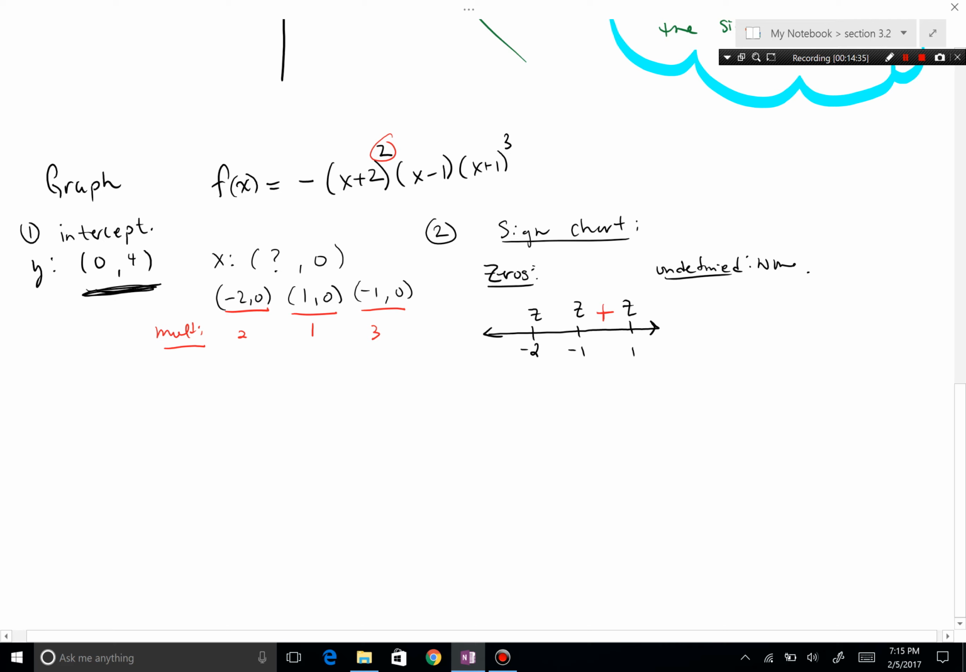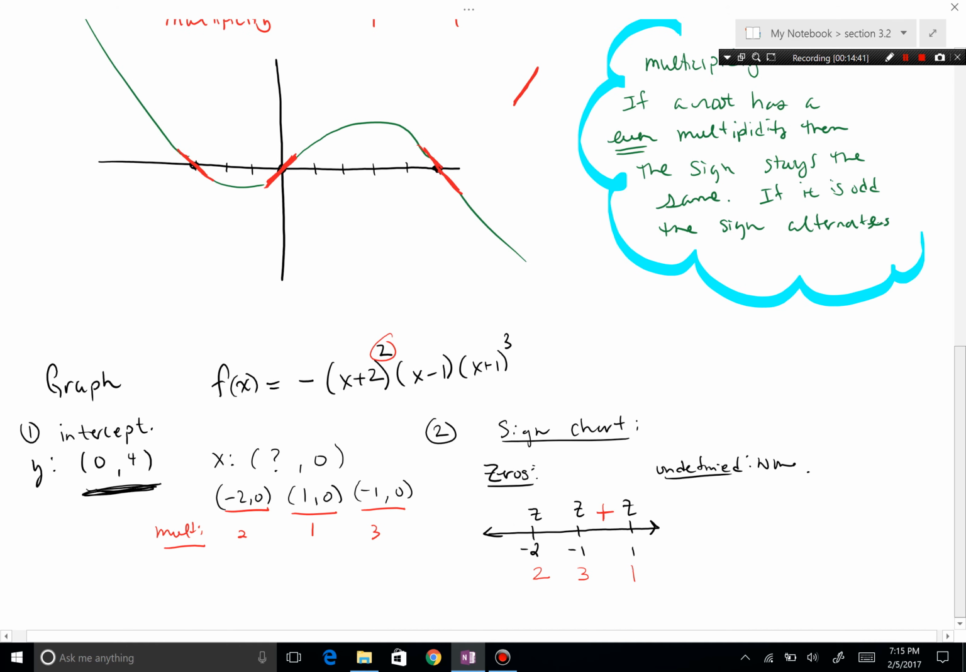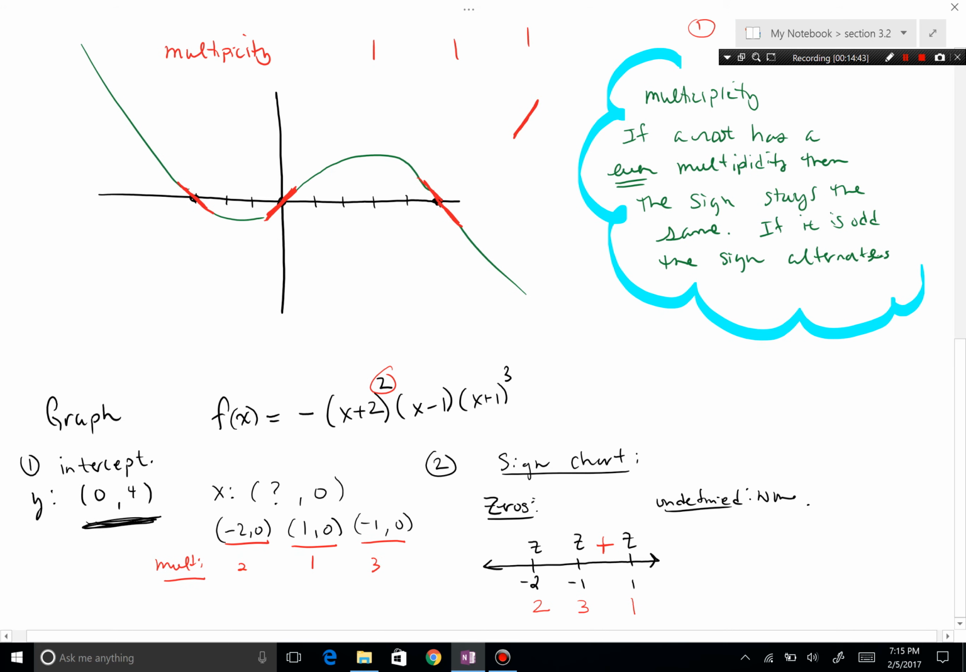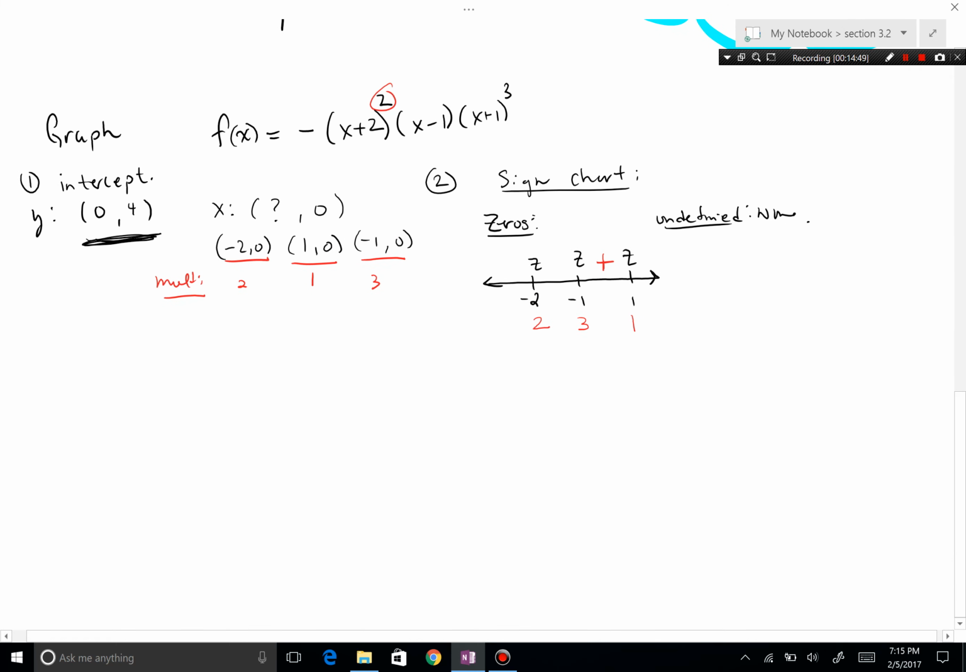Why? The multiplicity here is 2, multiplicity here is 3, and multiplicity here is 1. And what do we know from before? If a root has an even multiplicity, the signs stay the same. And if it's an odd root, it is going to alternate. So this is odd, alternates. Odd, alternates. Even should stay the same. All right. Pretty easy, right?